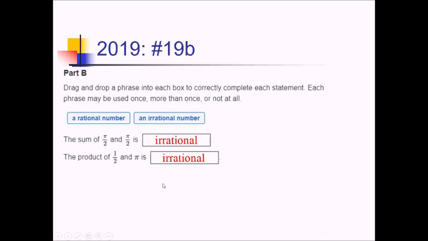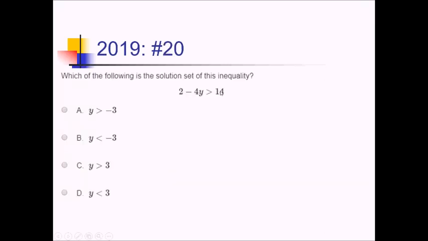So there we are. On this problem, we need to solve this inequality. Don't have to graph it, just need the correct solution statement here. So first step, let's subtract 2 from both sides. That does not reverse the direction of the inequality. So we have negative 4y greater than 12. Now we have to divide both sides by negative 4 to isolate y. Now that is going to reverse the direction of the inequality. So this is going to end up being y less than negative 3. And then that is going to end up being choice B.